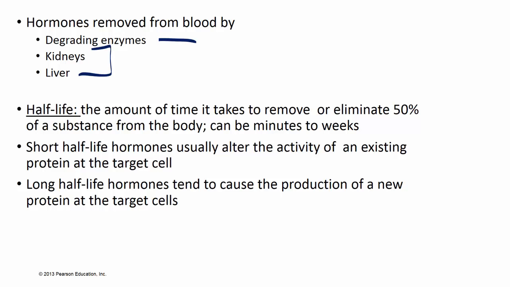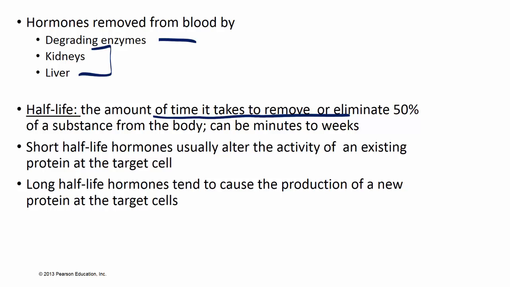So when you're looking at someone's hormone levels and you're trying to see, are they regulated? Do they need more or less? Are they hyper or hypo this or hyper or hypo that? One thing to ask is how long does it take for their body to eliminate 50% of their hormones? And that's called the half-life. That's the amount of time it takes to eliminate 50% of a substance from the body, and that can be minutes or weeks. So that's one of the things you can look at: how long a hormone is staying around in your body. Is it long-acting or short-acting?